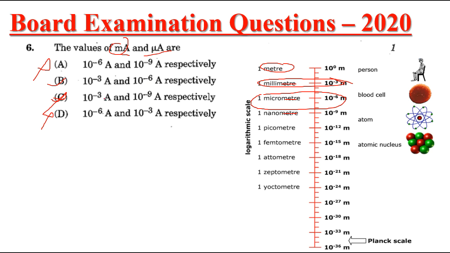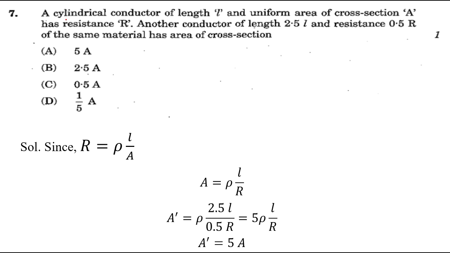Coming to the next question, it says that a cylindrical conductor of length L and uniform cross section area has resistance R. Another conductor of length 2.5 L and resistance 0.5 R of the same material. They are asking what will be the value of the area of cross section.